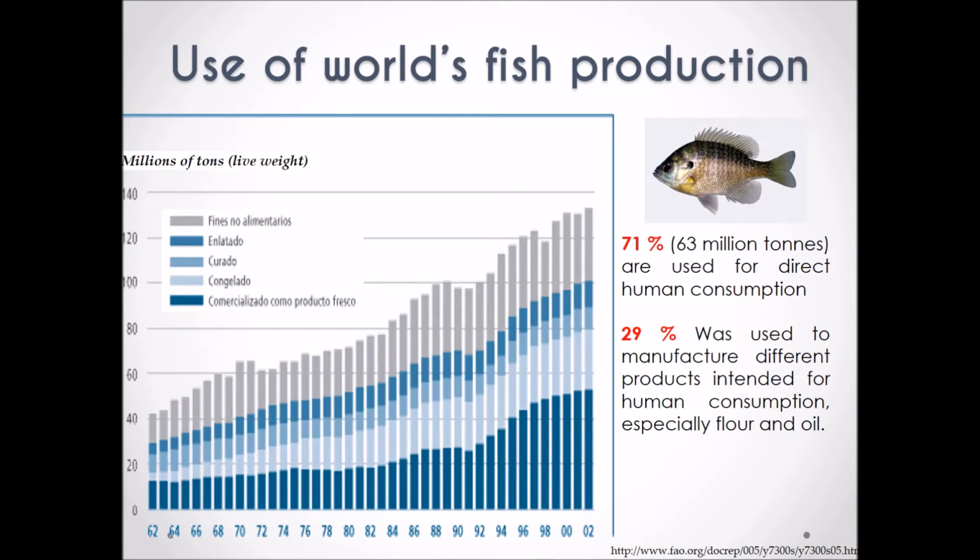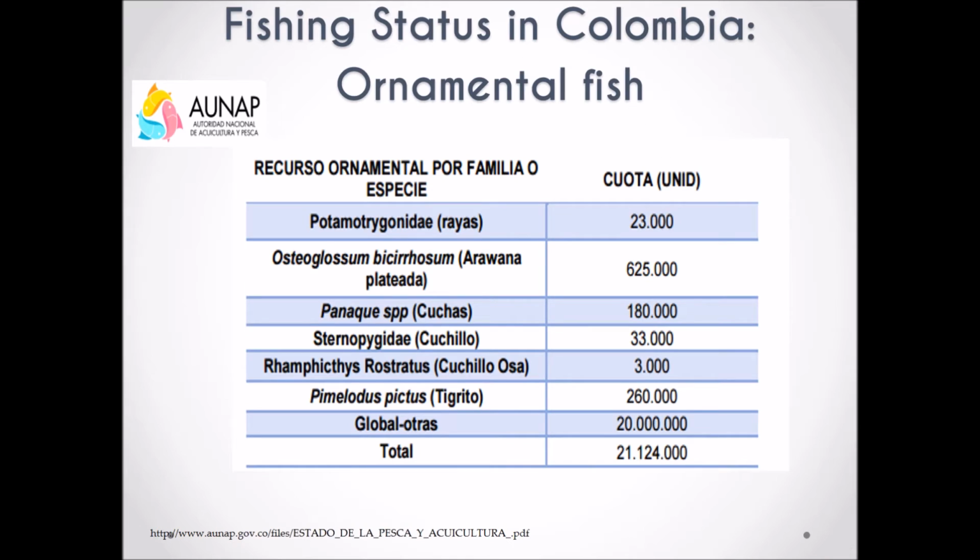We also see the use of the world's fish production. 71% is used for direct human consumption, while the rest, 29%, is used to manufacture different products intended for human consumption, especially flour and oil. So here we can see the high importance of fish production in the world. Now, in Colombia, there's another interest for fish, and it's the ornamental market. Here we can see that in the past year, 21 million individuals were used as ornamental fish.